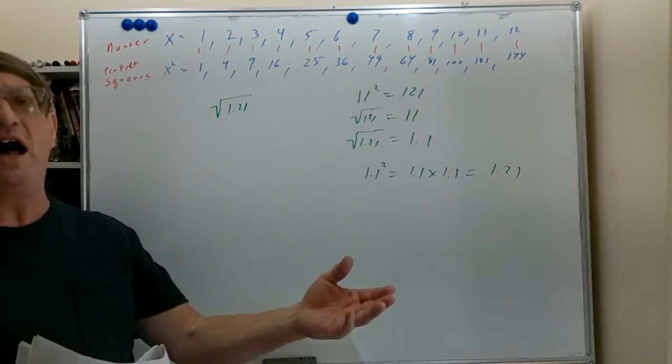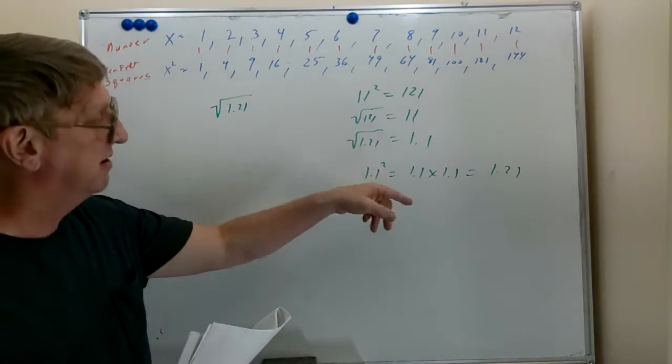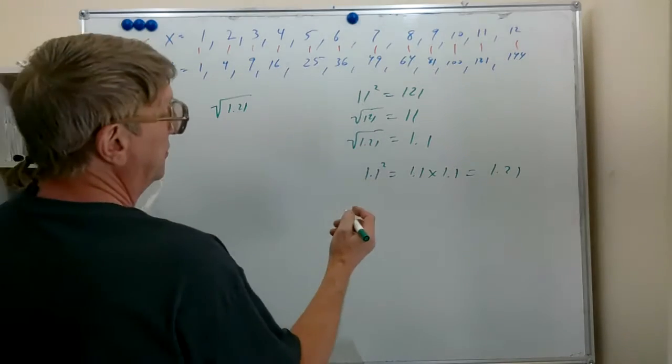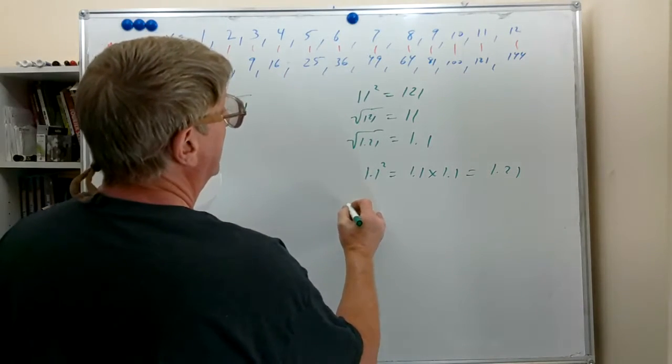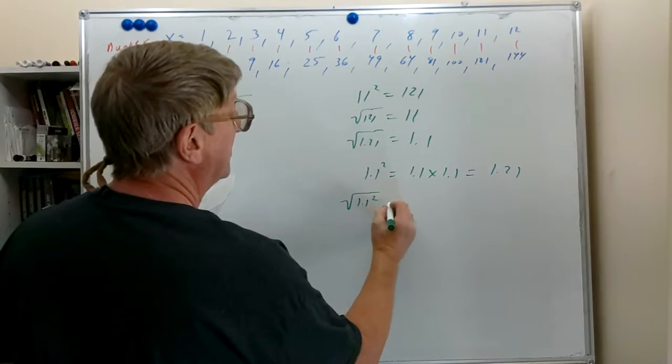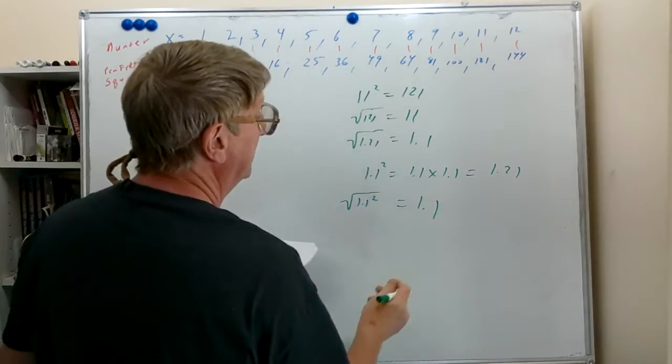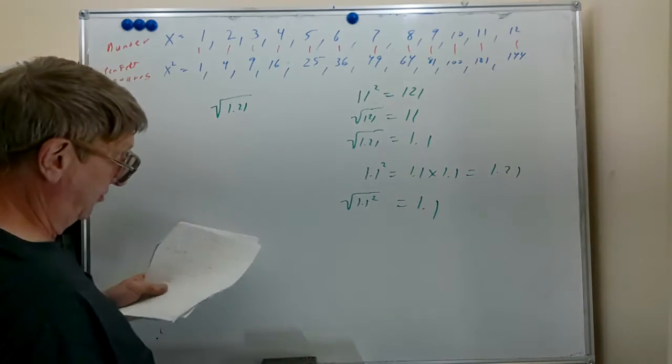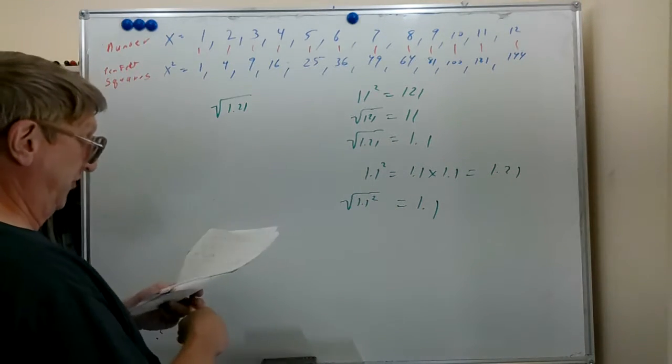So the square root undoes squaring. We squared here, so we can also write that the square root of 1.1 squared is equal to 1.1. The square root undoes that raising to the power 2, or squaring, of the number.